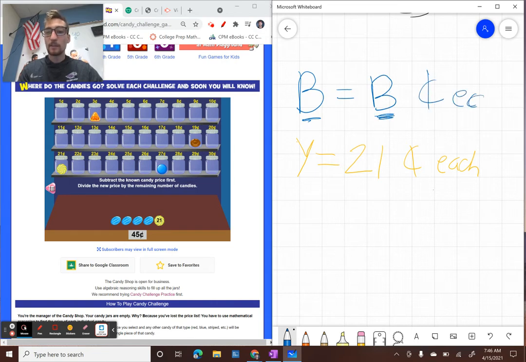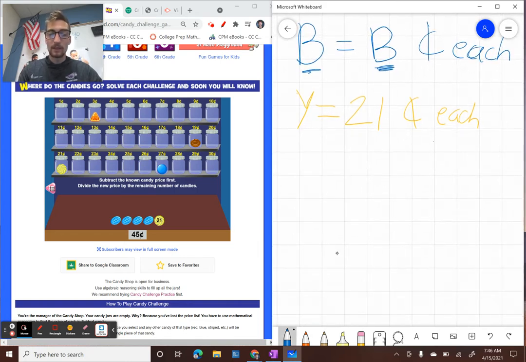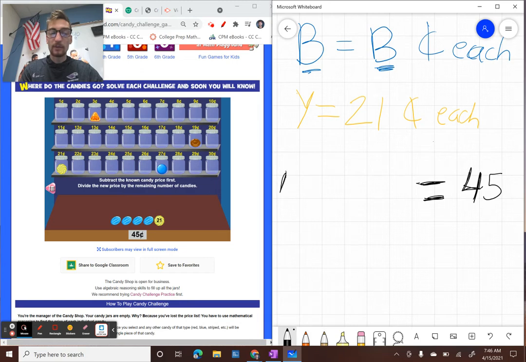They each cost B cents. I'm using B for blue. So now I'm going to set up an equation. I'm going to start off by writing what they equal, which is 45 cents in total. And then here, I'm going to write how many blue candies I have. Well, I have 1, 2, 3, 4 blue candies. So 4 multiplied by the cost of each blue candy, which again we don't know.